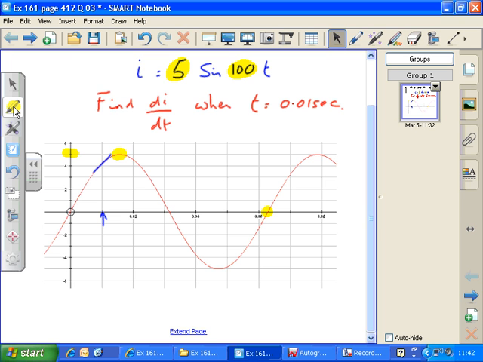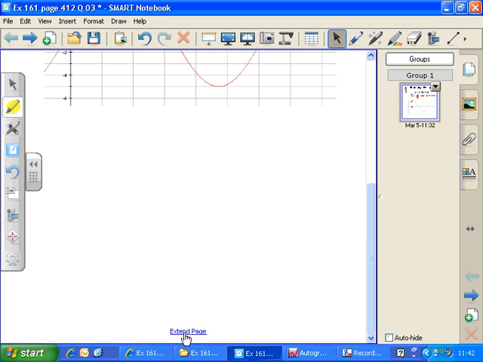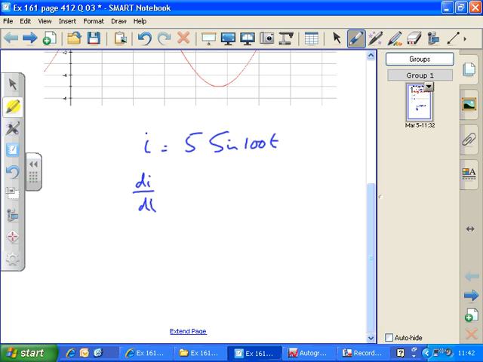So the first thing to do is to differentiate this function. I equals 5 sine 100t. So if I equals 5 sine 100t, then the rate of change of current with time equals, when we're differentiating a sine function, the number inside, the constant which is 100, comes out and multiplies by the number in front. So that's 500.